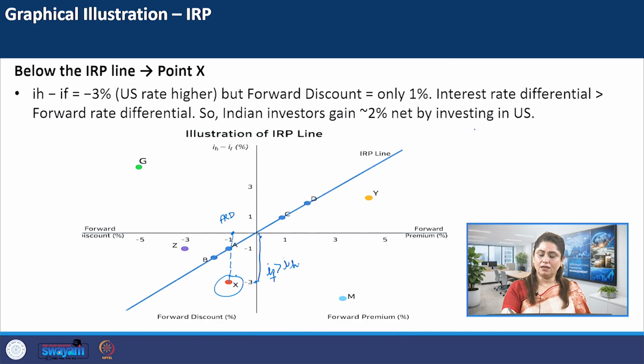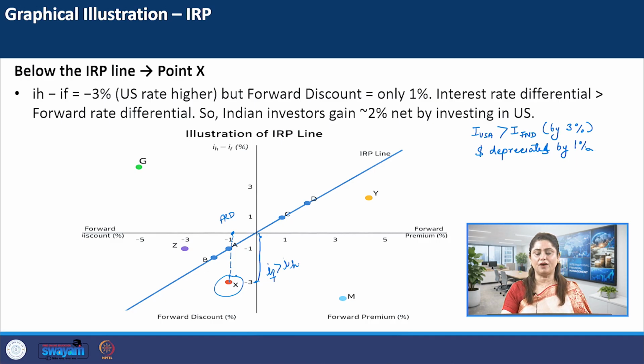That means the interest in USA is greater than the interest in India by only 3%, and the dollar depreciates by 1%. Still, we have an advantage of investing in the USA.